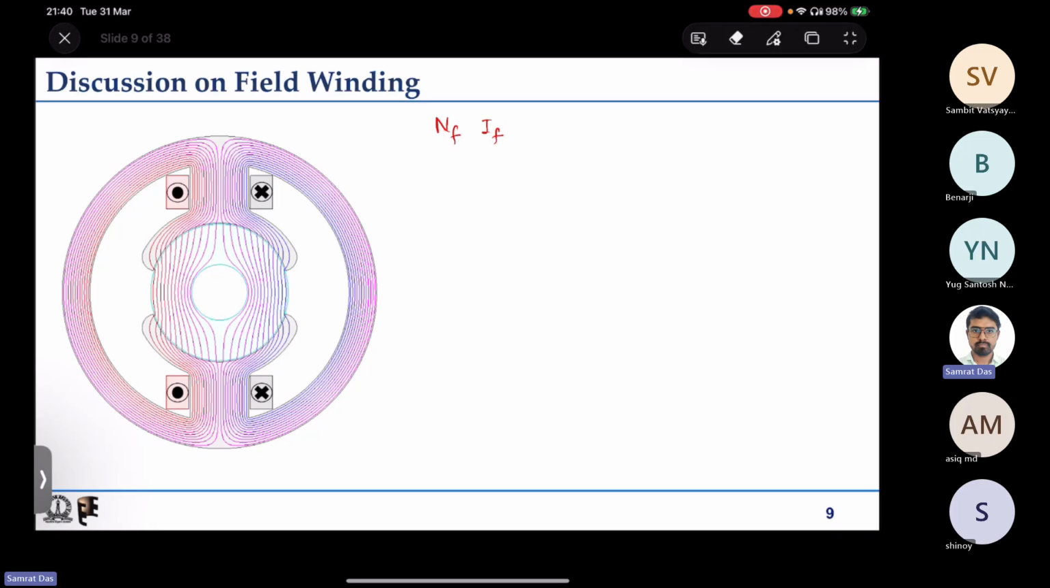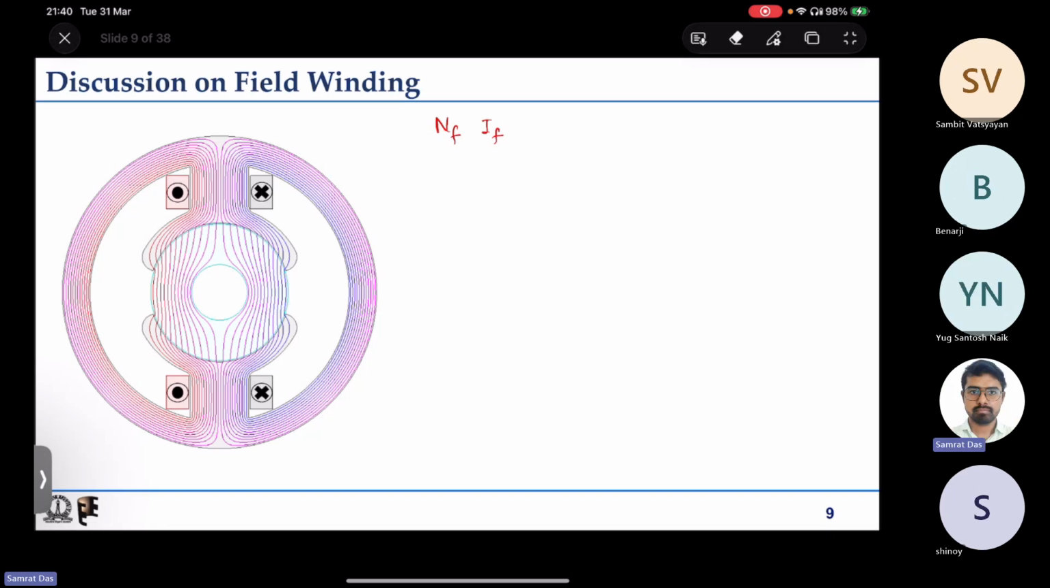Because if you want to change flux, it will be slower. Once you plug in some real values, you will see that the time constant of the field winding is quite big compared to the time constant of the armature winding. So the field winding will have quite a high time constant, so it will be quite slow. Even if you want to change flux, it will not change very rapidly.